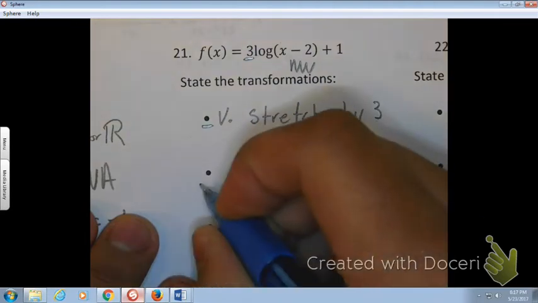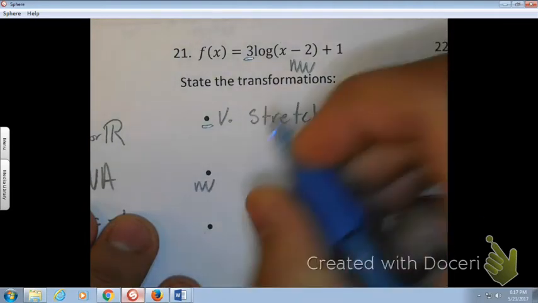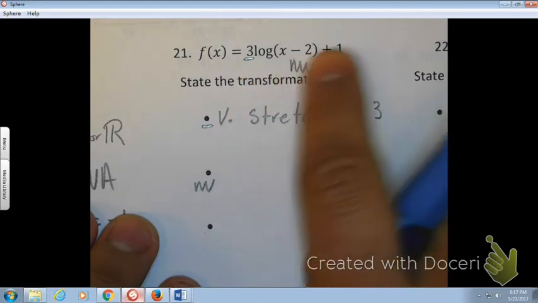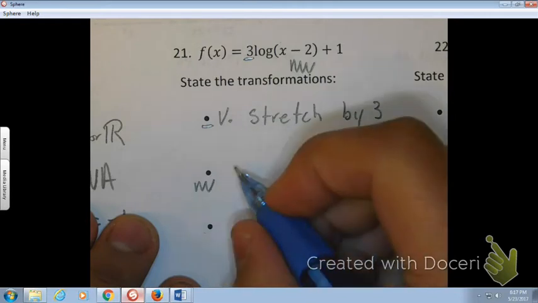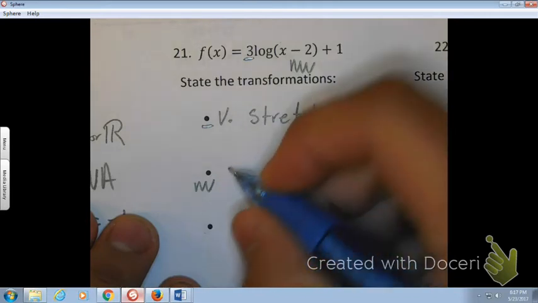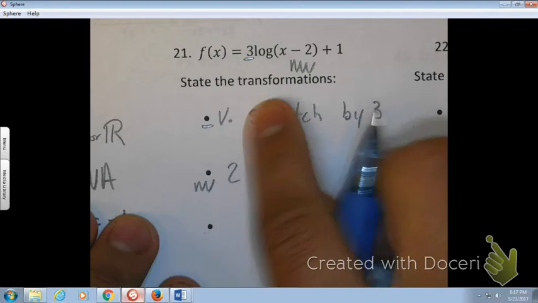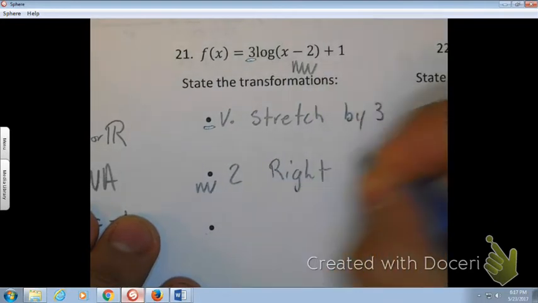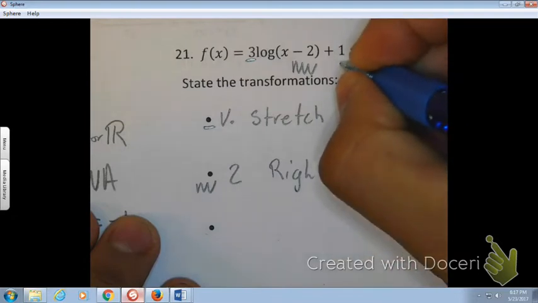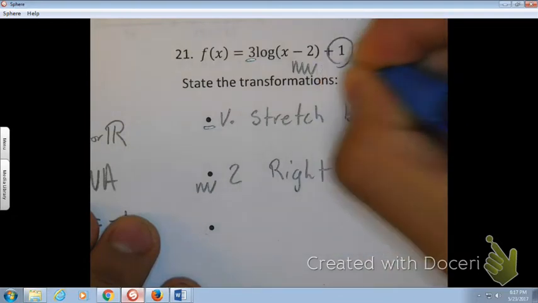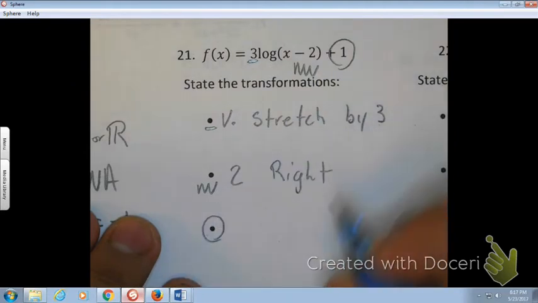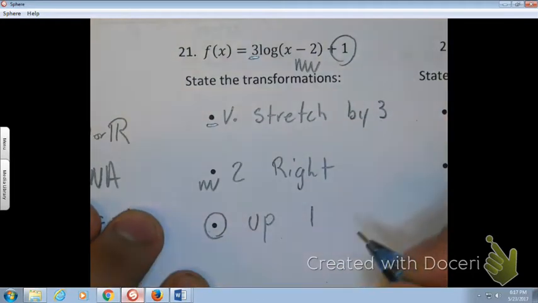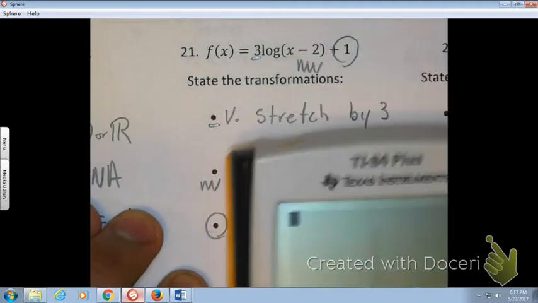Negative 2 is going to make it move side to side. If it is negative, it moves it to the positive number. So in this case, it is going to be 2 units to the right. And then this is going to make it go up 1. You can see it in the graph, guys.